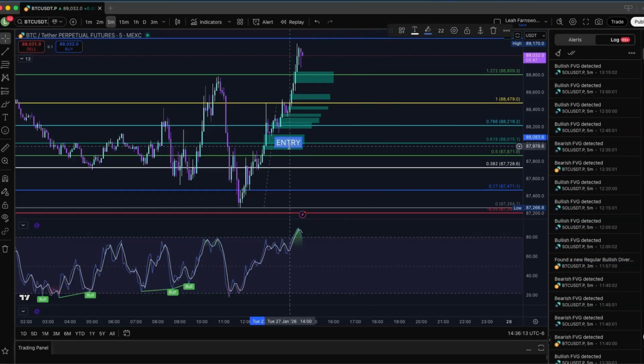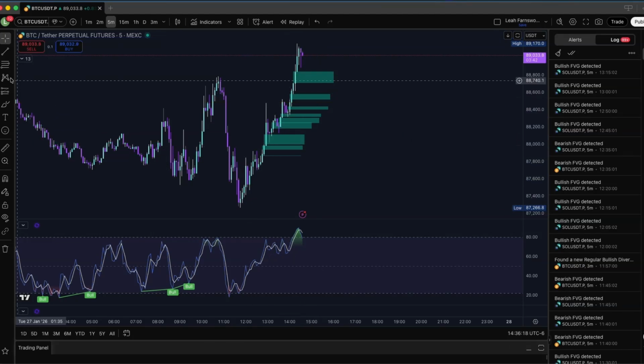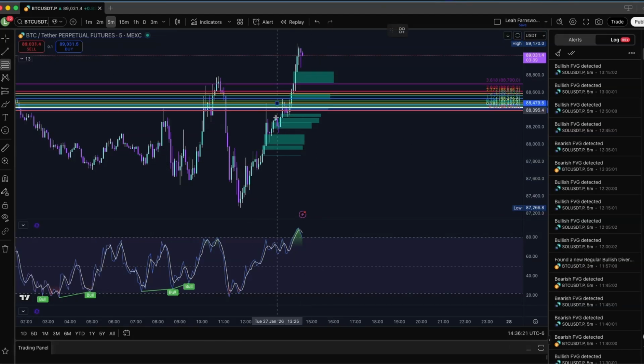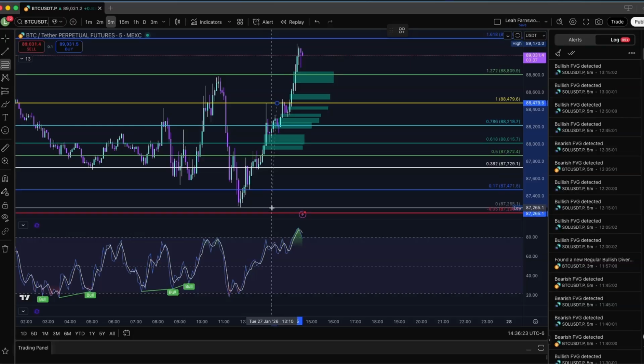But that is all we're looking for, the entry and exit. So price, you're entering in at 0.618 at the Fibonacci. So for Bitcoin here, 88,015, that's all you would place on your limit order.